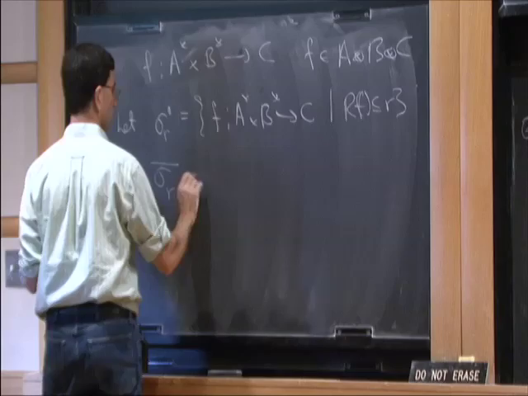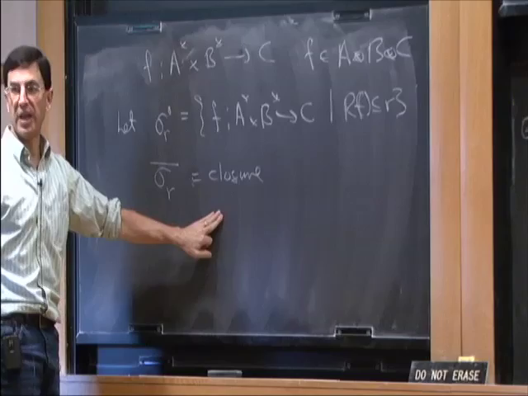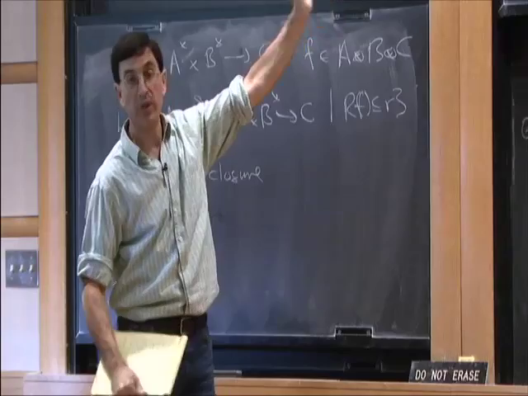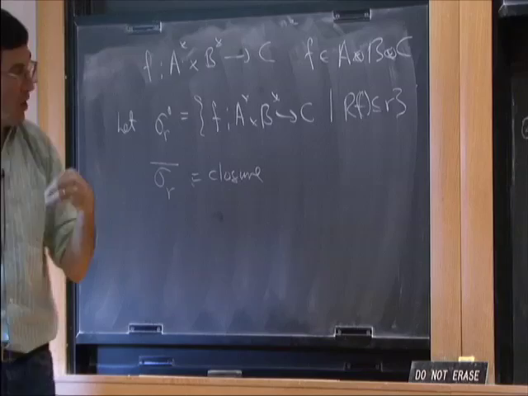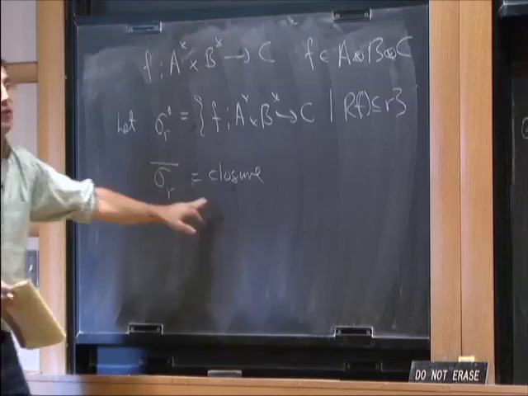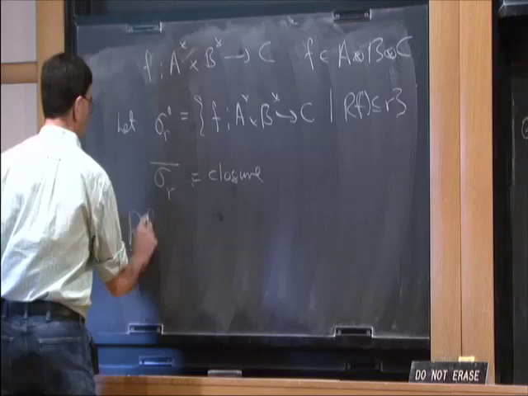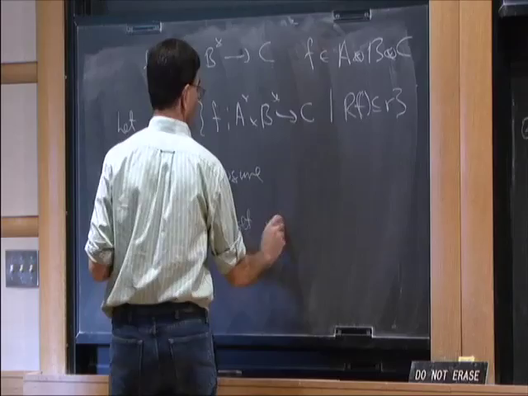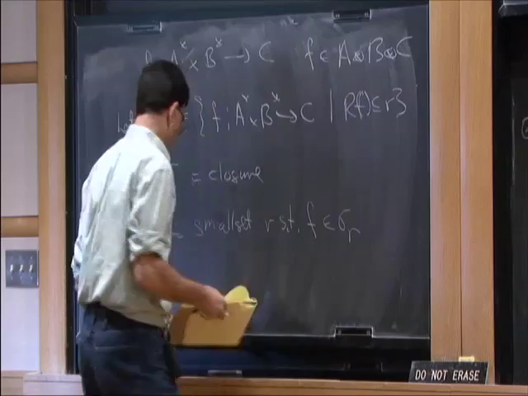Now, I just wrote the word closure, and you should ask, closure under Euclidean closure, taking limits, or closure under Zariski closure, taking the zero set of polynomials, all polynomials that vanish on this thing? And the answer to your question is, you get the same answer whether you take Euclidean closure or Zariski closure. So I can just write closure. And you can think of it however you like. And then the border rank of F is the smallest R such that F is in sigma R, just to repeat myself.